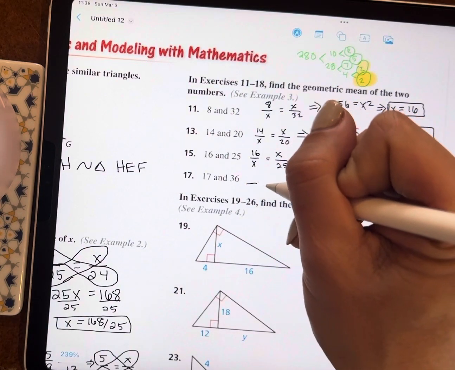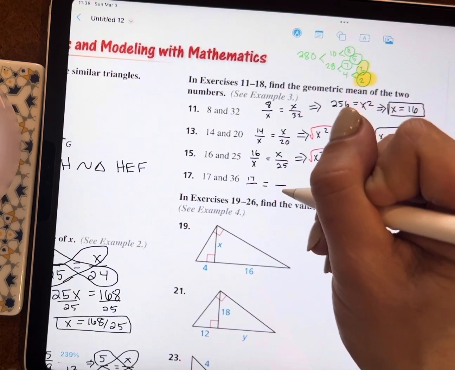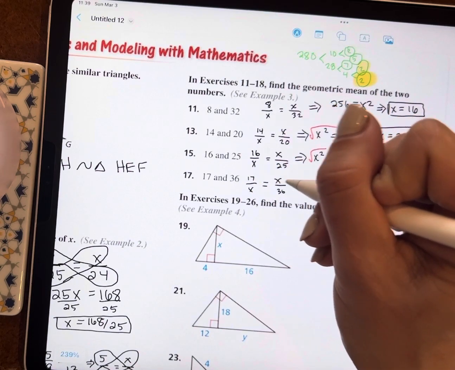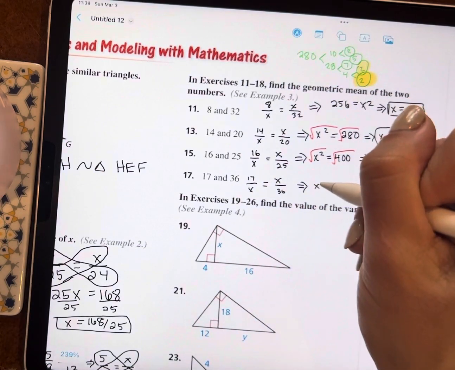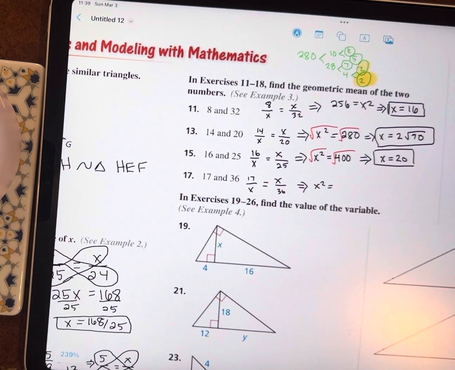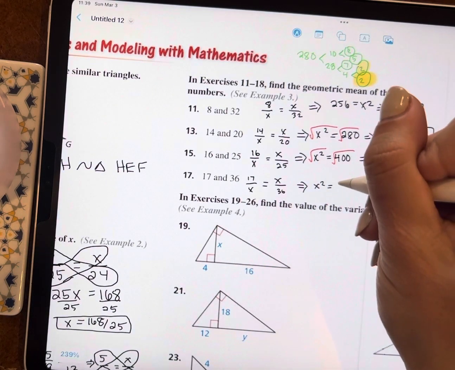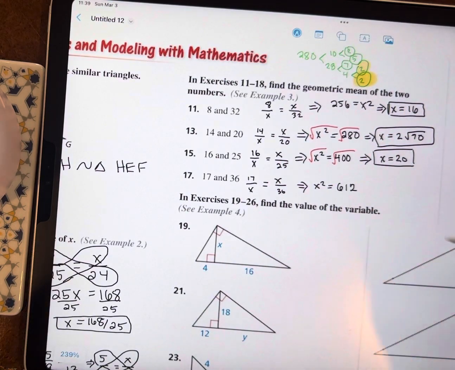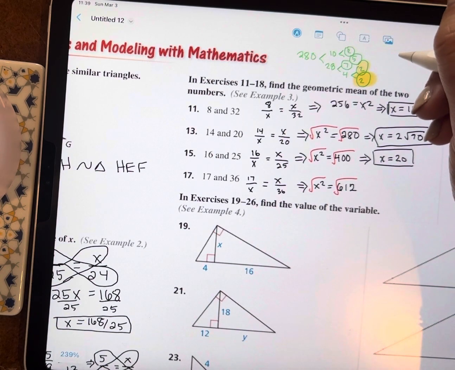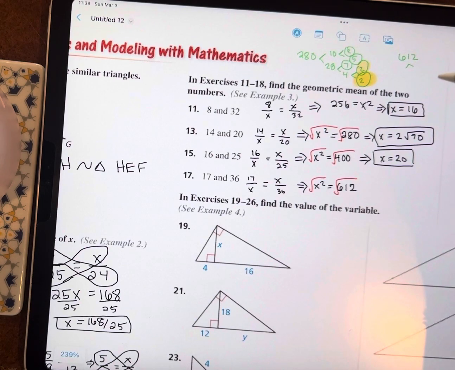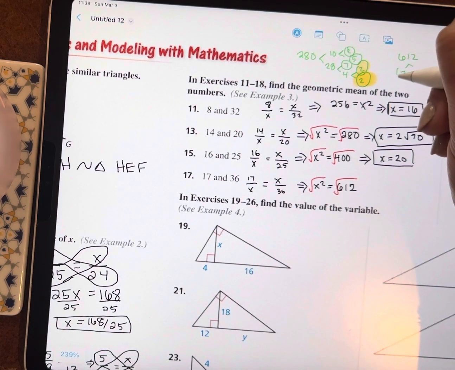And last but not least, 17, put 36, put x, x squared equals 17 times 36, which is 612. Square root both sides. Okay, 612. We're going to need to factor tree that. So 612, I can tell that 3 goes in there. So 3 goes into 6 2 times. 3 does not go into 1. And 3 goes into 12 4 times.